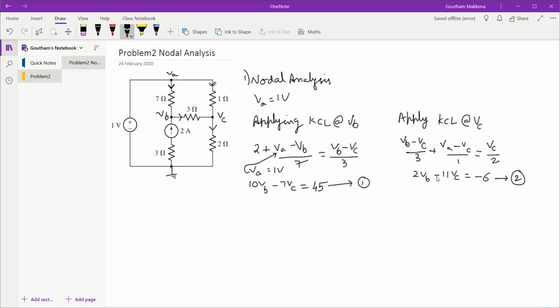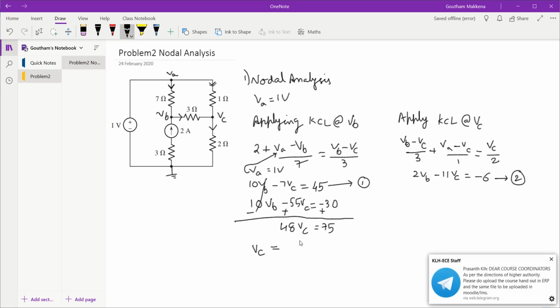Now let me multiply equation 2 by 5 and write it down here. That gives 10 VB minus 55 VC is equal to minus 30. Now I'll subtract these two equations. The VB terms cancel, so this is now 55 minus 7, which is 48 VC, equal to 45 plus 30, which gives 75. So what is my VC? VC is equal to 75 by 48, which is 1.5625 volts.